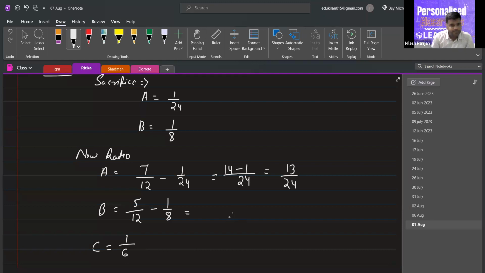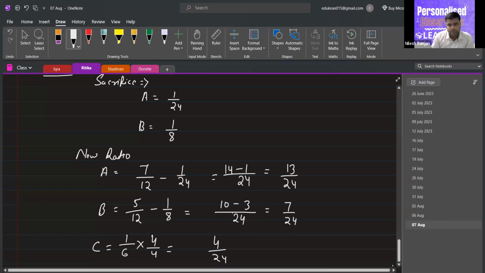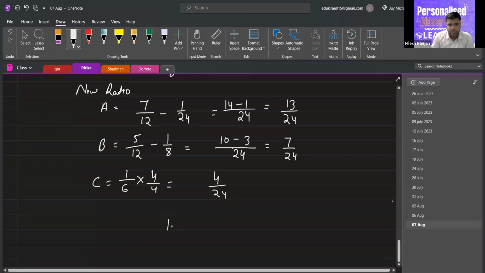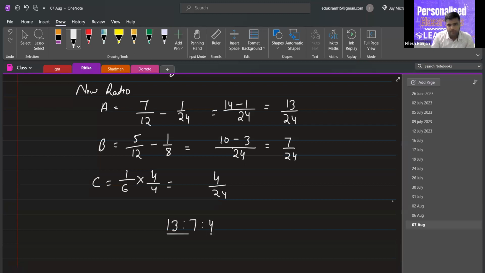It will be 24, and 10 minus 3, 7/24, and it is 1/6. So we will multiply it with 4/4. You will get 4/24. So the new ratio is 13:7:4.